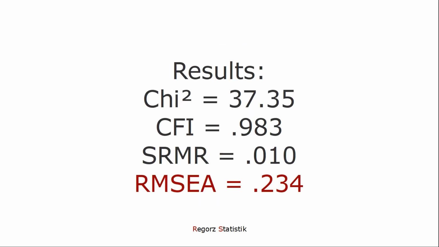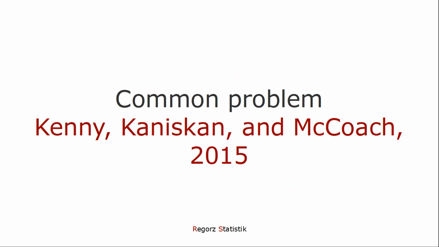And here are the results I got when I ran a path analysis on this simulated dataset. The chi-square was significant. Okay, that's quite common that you have a significant chi-square. That's the reason why we have fit indices. The CFI was very good, 0.98, and the SRMR was extremely good, 0.01, but the RMSEA was catastrophic, 0.234, well above the cutoff values. So how can this be?